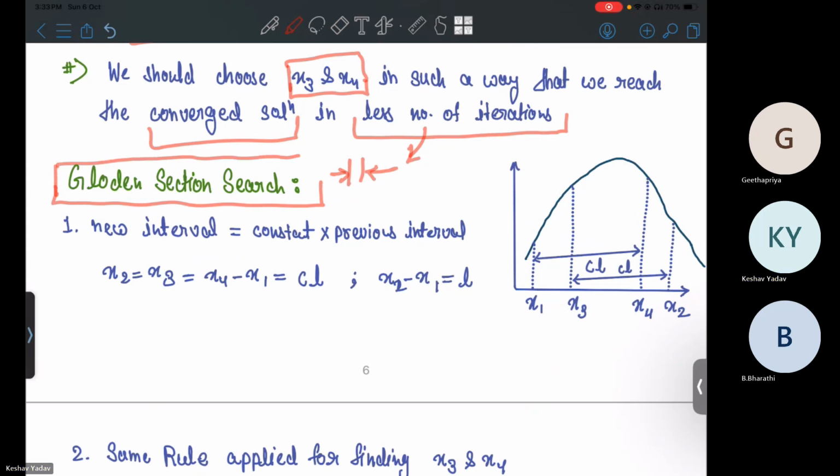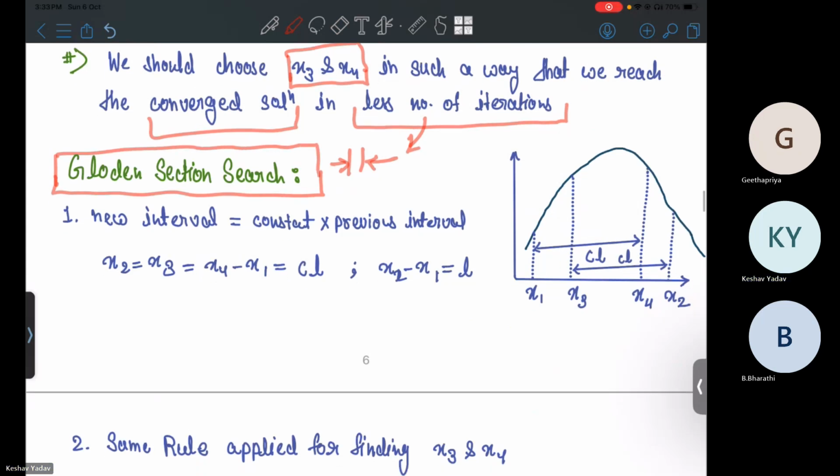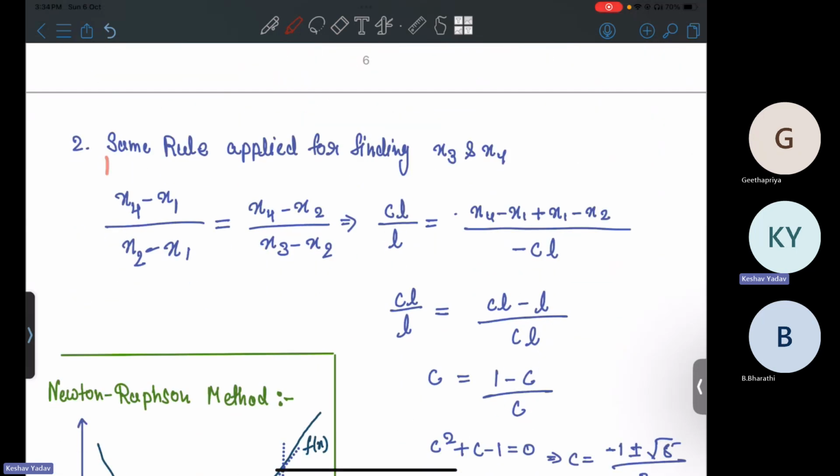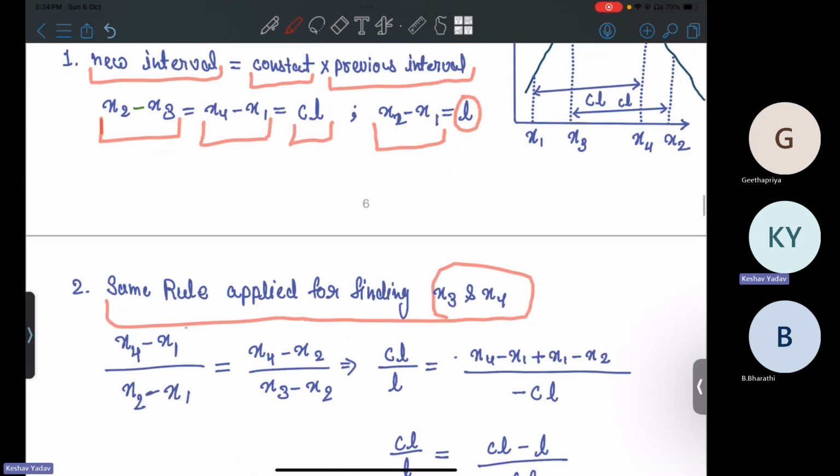One such method is the golden section search method. In this method, we define a new interval equal to a constant multiplied by the previous interval. If I have some initial interval x2 minus x1, which has length L, then my new interval length will be some constant multiplied by L. Then there is a second condition, the same rule applied for finding x3 and x4.